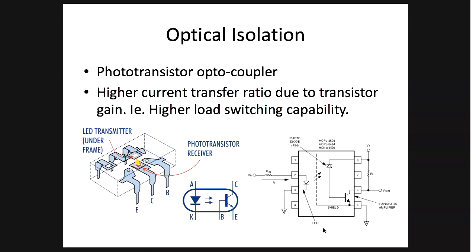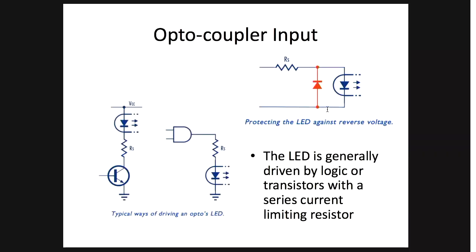It's an interesting technique, because the light is going and in the photodiode you are getting the current, and then the transistor is amplifying that base current, and you are getting a collector current. Then you are using a pull up because you need a higher voltage here. So this is how optical isolation works. This is called a phototransistor optocoupler, with high current transfer ratio due to transistor gain. So it can transfer high currents, with high load switching capability.